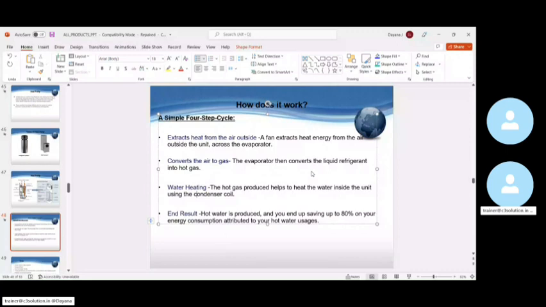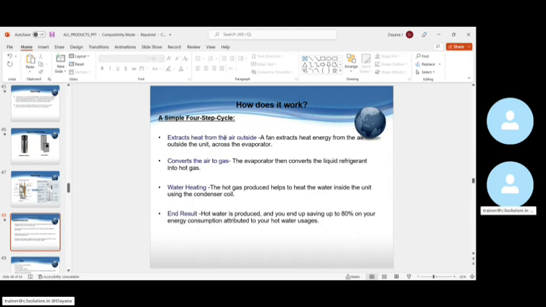But don't say this kind of thing to the customer, like you can save 80% of your energy. Don't tell any specific specifications to the customer. Tell them we can save your energy and your bill will definitely be reduced. If you mention it, say it clearly as approximate. Don't give any exact numbers. So the end result is hot water is produced and up to 80% of the energy consumption can be saved by using the heat pump.